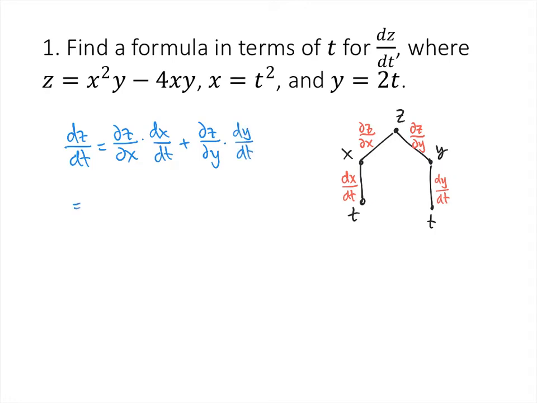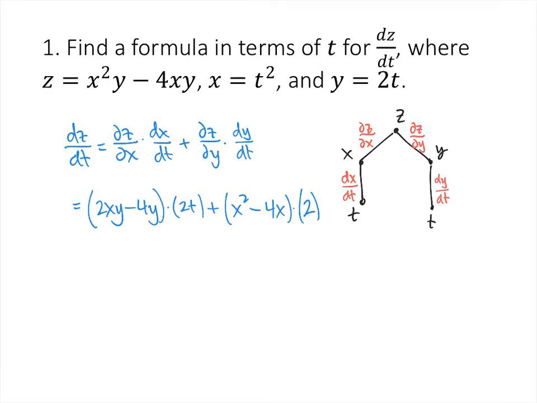So what's del z del x? Well, that's the partial derivative of z with respect to x, which is going to be 2xy minus 4y. dx dt, well, x is t squared, so dx dt is 2t. Del z del y, that's going to be x squared, and then minus 4 times x. And then dy dt, y is 2t, so dy dt is 2.